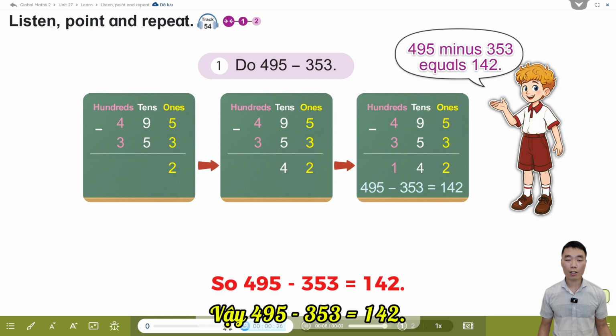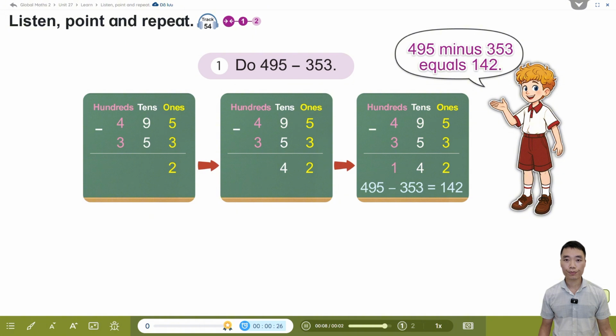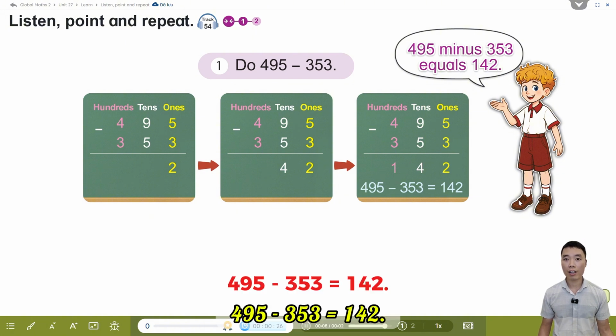So 495 minus 353 equals 142. 495 minus 353 equals 142. Great job.